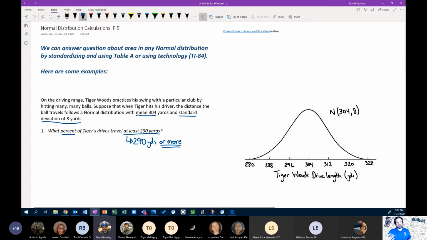We've got to be careful with at least, less than, at most. Those types of verbiage things mean something important for math. We're doing at least 290 yards. That means 290 yards or more.